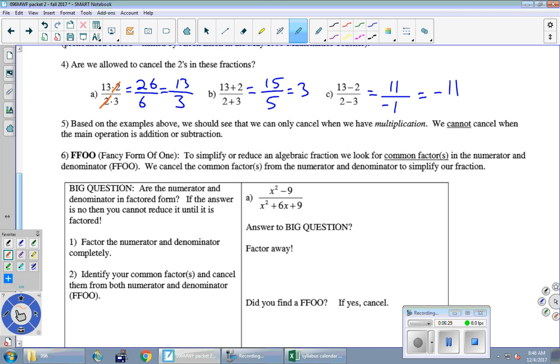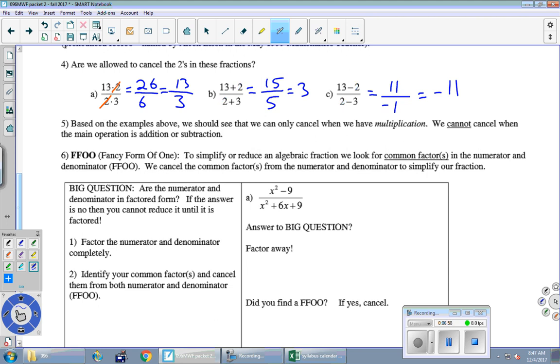So these examples are supposed to convince you for sure that you are allowed to cancel when you have multiplication on top and bottom. That's the first example. But you are not allowed to cancel when you have addition, and you are not allowed to cancel when you have subtraction. That's really important for us. Even though it maybe looks like we should be able to get rid of the 2's, it just doesn't work. The arithmetic does not work. So that is not a property, even if it's tempting.